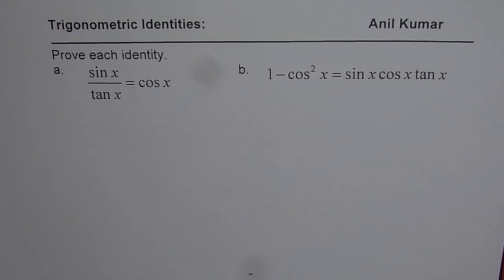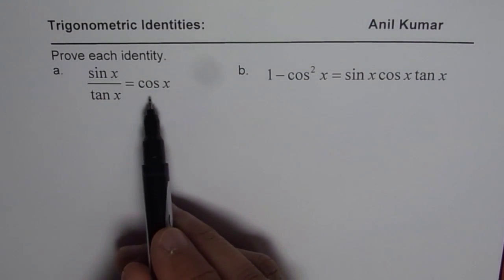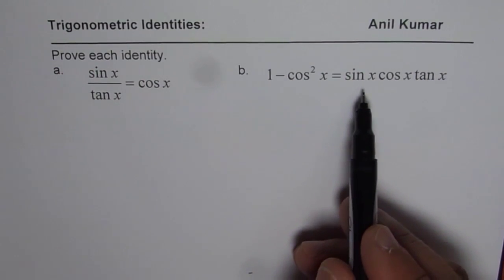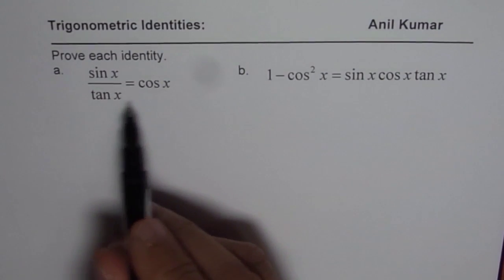I'm starting with very simple identities. We have two here, and both have the same strategy. The idea is to write tan x as ratio of sine and cosine, and then prove the identity. The two identities are sine x divided by tan x is cosine x, and 1 minus cos square x equals sine x cosine x tan x. So let's begin with the very first one.